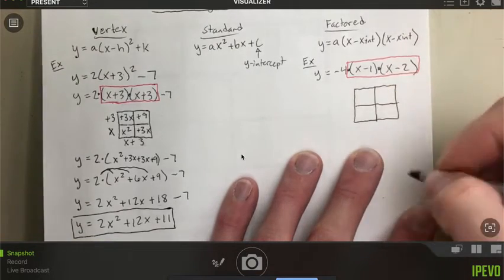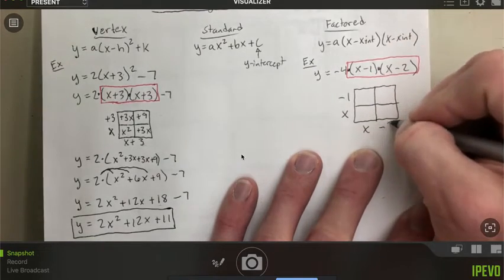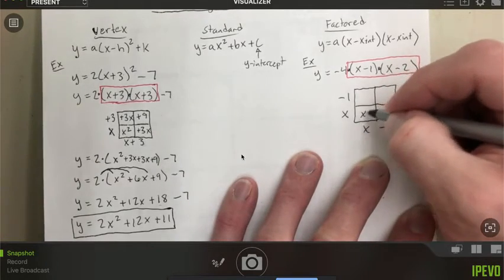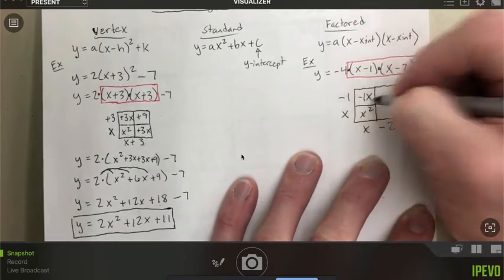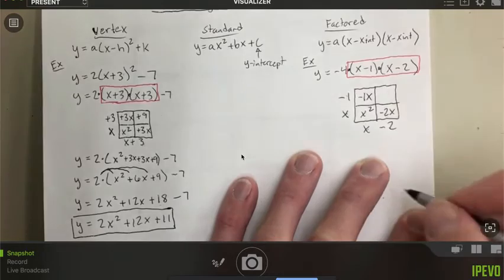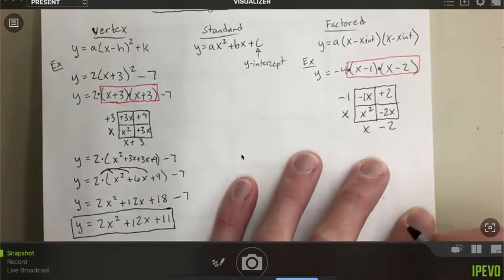So I'm going to make my box again. This time I have an x and a minus 1 and an x and a minus 2. You'll see x times x is x squared. Negative 1 times x is going to be negative 1x. X times negative 2 is going to be negative 2x. And negative 1 times negative 2 is going to be positive 2.